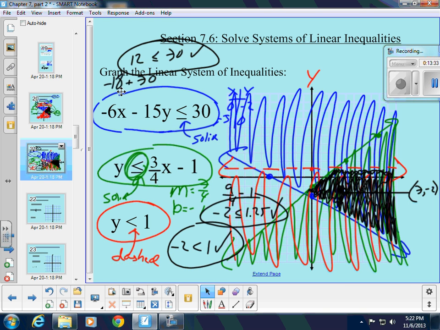So notice, again, any point that I would pick in that black area would work for all three inequalities because that's the solutions to our system. That's what we're trying to find, the area that's overlapped by all inequalities when we graph them, because that's the solutions to the entire system.